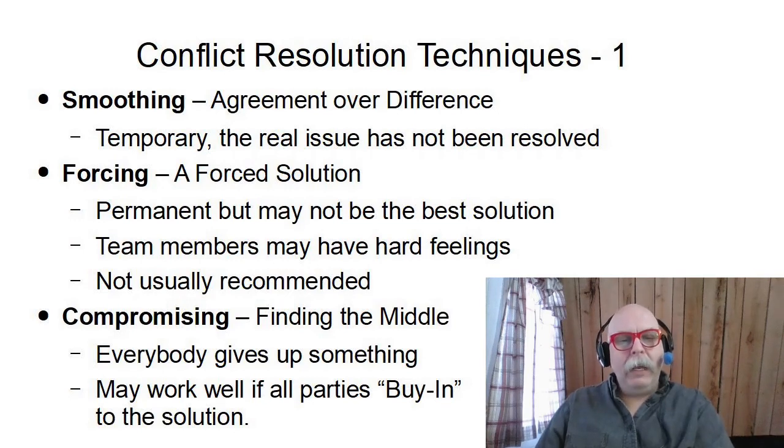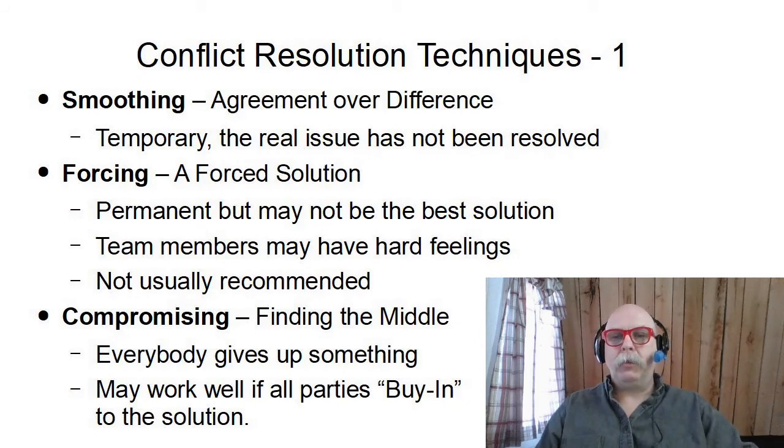It works really well when the compromise is made and all of the parties can say, well, yeah, that's going to work. That you get buy-in from all of the parties. That's when a compromise really, really works well. So, smoothing, forcing, and compromising are the first three conflict resolution techniques. Oh, and these will be on the Project Plus test. So, smoothing, forcing, and compromising. And then the next ones I'm going to show on the next slide.